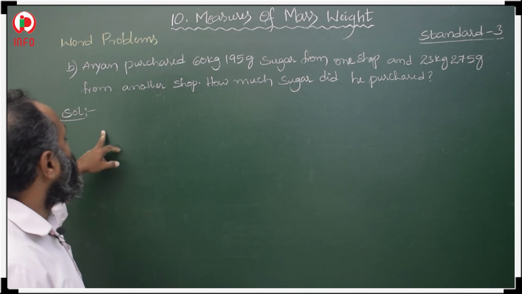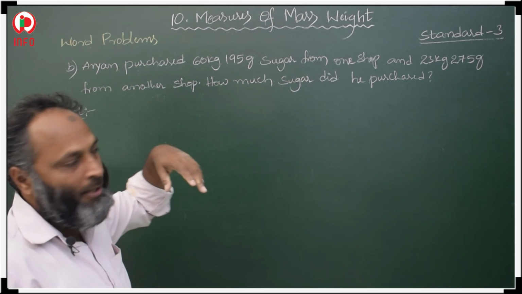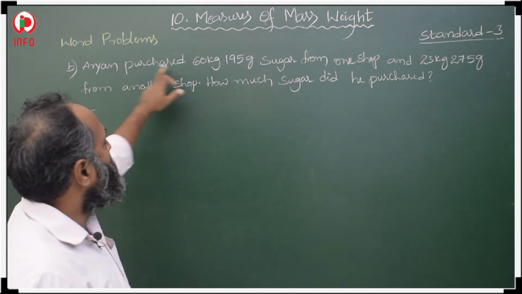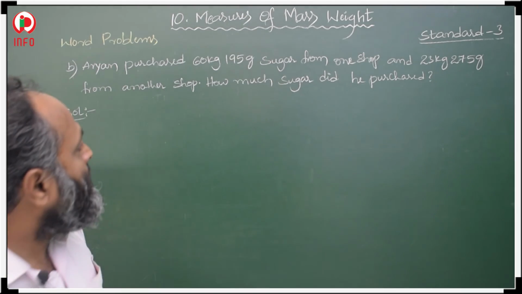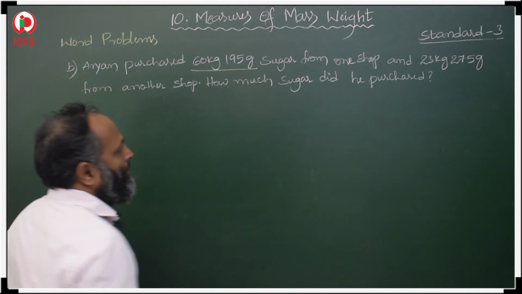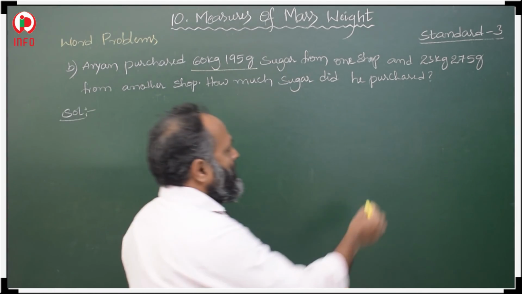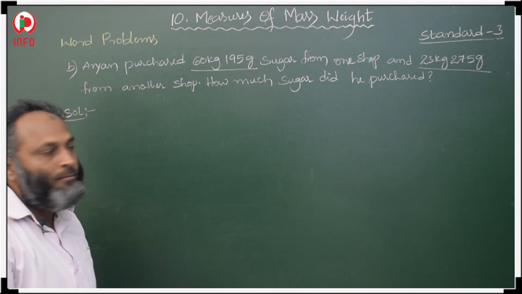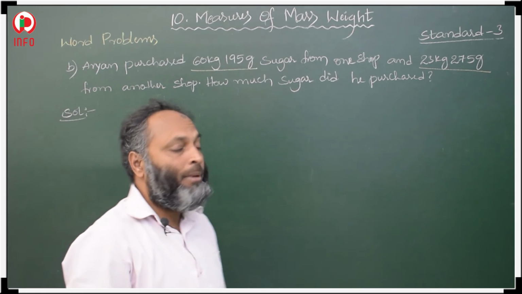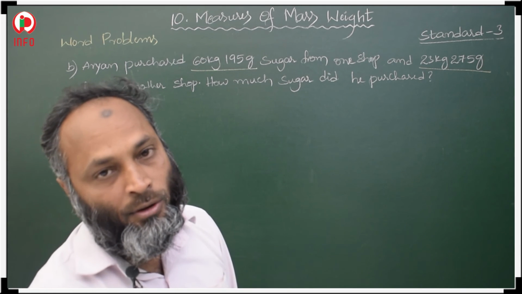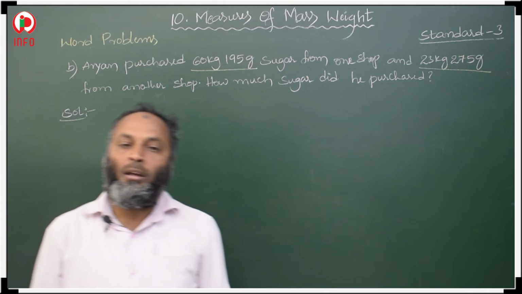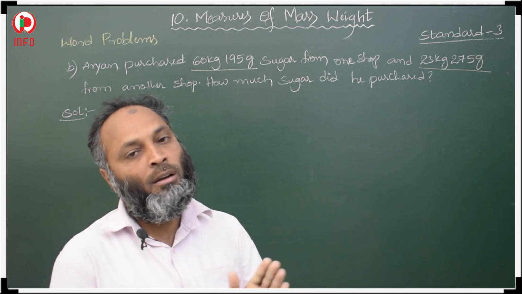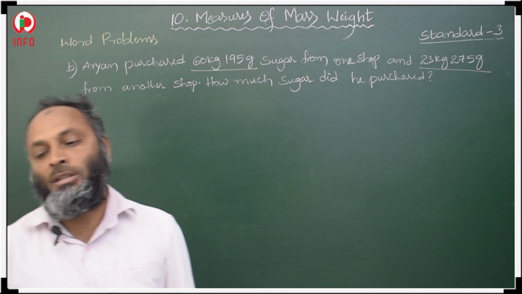Next, see here, the next word problem in exercise 3. Aryan purchased 60 kgs 195 grams of sugar from one shop, and from another shop he purchased 23 kgs 275 grams. Then how much sugar did he purchase, means total he is asking. Total means from the first shop and the second shop, so we have to add. Then you will get the total sugar he purchased.